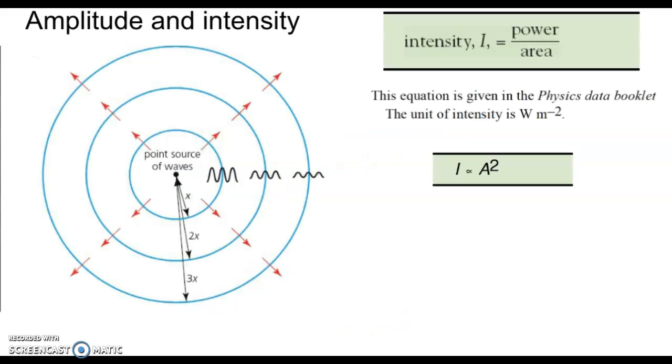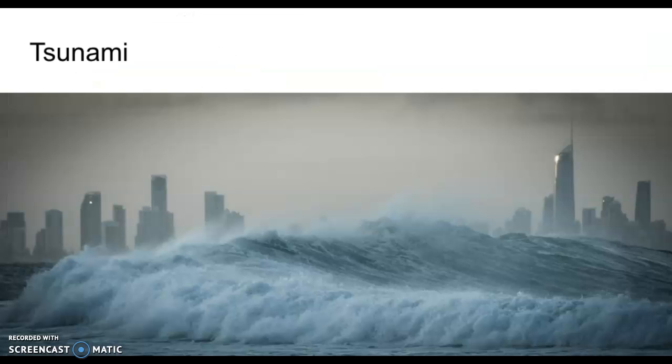The relationship is a square relationship. As you double the amplitude, the intensity is 4 times greater, because intensity is proportional to amplitude squared. This has interesting connotations, particularly in nature. For example, tsunamis, waves which have the potential to cause mass devastation.